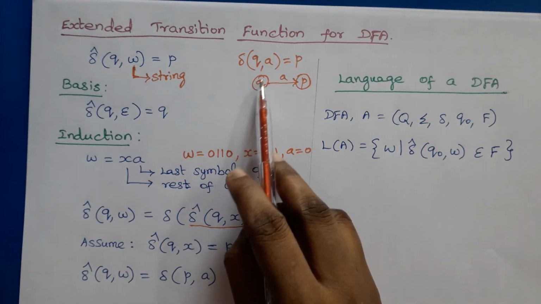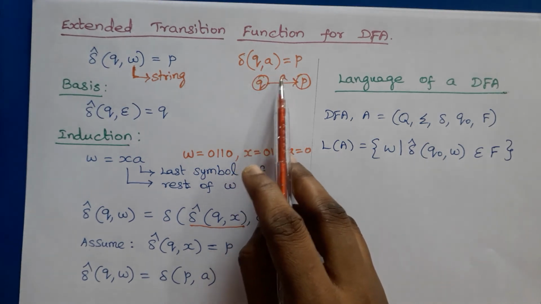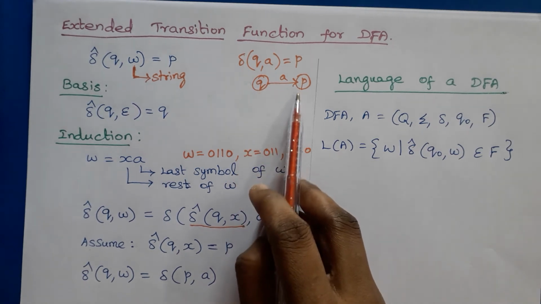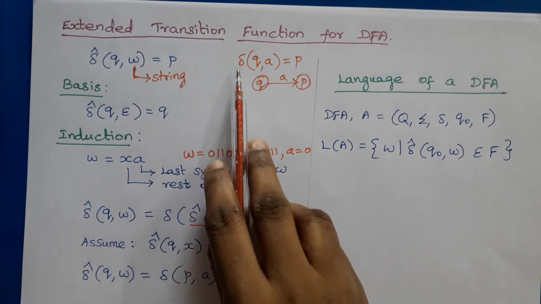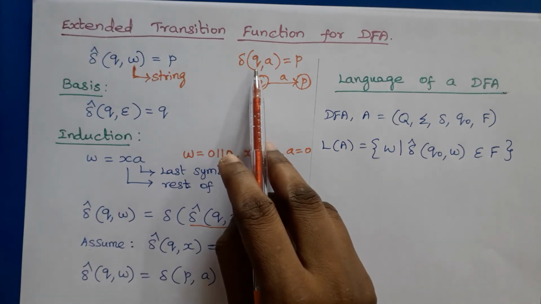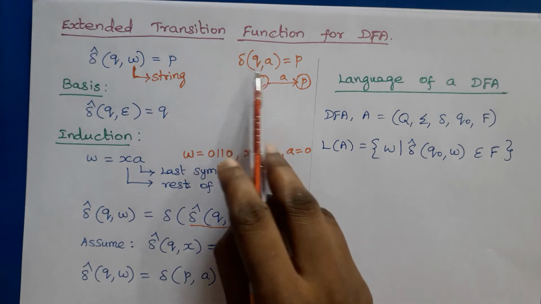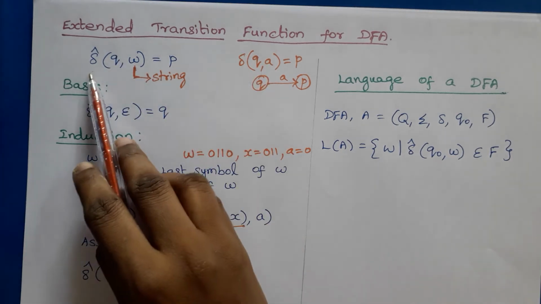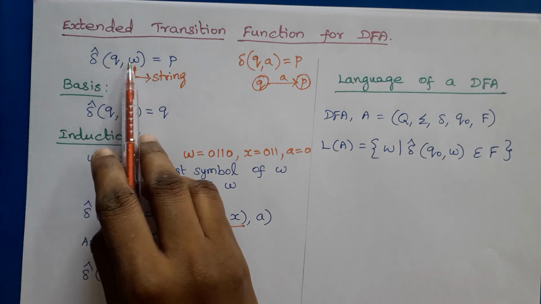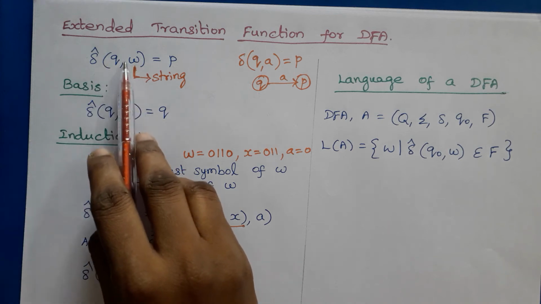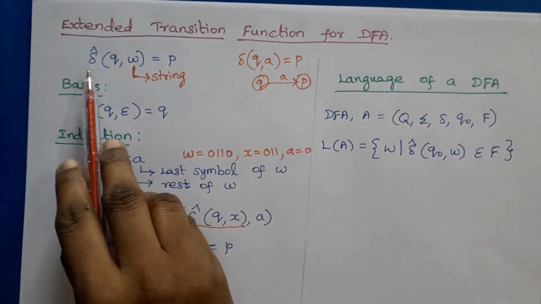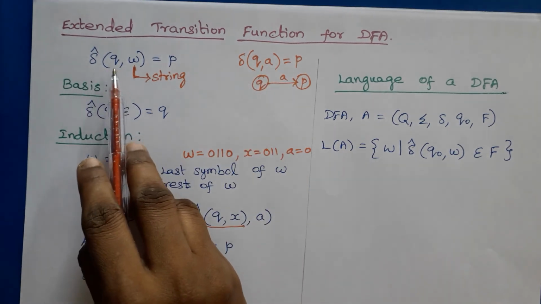That is, if we are in state Q and A is the current input symbol, then the next state of the DFA is P. We can write it like this: delta of Q comma A equals P. So the transition function is found for a single input symbol. The extended transition function is represented by delta cap. Here the second argument is a string. Transition function means single input symbol, so the extended transition function is found for a string.